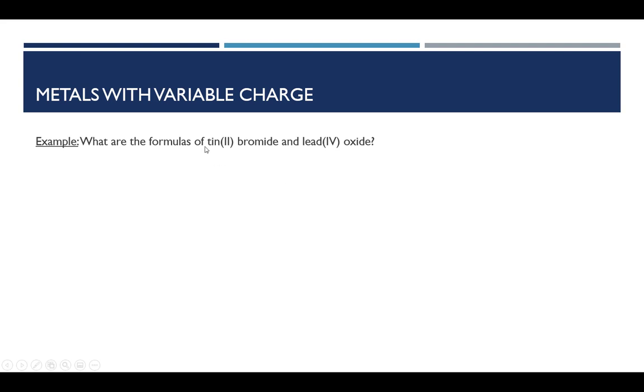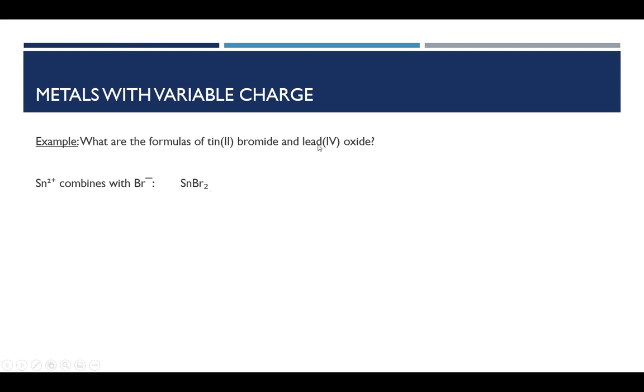So what are the formulas of tin(II) bromide and lead(IV) oxide? Well, this is telling us we have tin with a 2+ charge. Bromine in group 7 will make a bromide ion which has a 1- charge. So if tin is 2+ and bromide is 1-, I need 2 bromides to cancel out the positive charge of the tin. So Sn2+ is combining with Br-. This is the final formula, SnBr2. Notice that the charges are not written in the final formula.